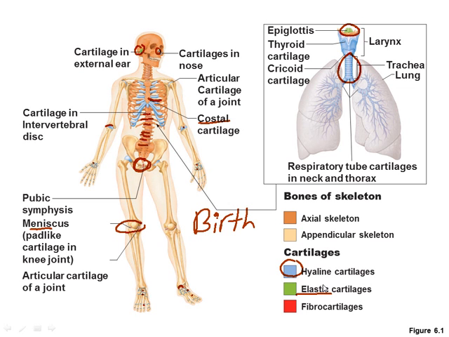So make sure that you can name or know where you can find those. Basically, you only have to remember that elastic is in the ear and the epiglottis. Fibrocartilages are in 3 places: the knee, the pubic symphysis, and the vertebrae. Everything else is hyaline cartilage. So if I ask you what kind of cartilage you find here, the answer is probably going to be hyaline cartilage, because it's pretty much everywhere, unless it's those specifically named places: the ears, the epiglottis, and the backbone.